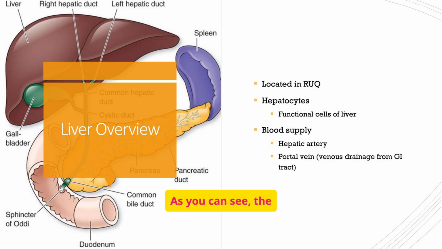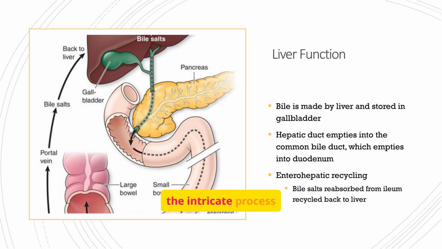As you can see, the liver is located in the right upper quadrant, RUQ, and is composed of hepatocytes, the functional cells of the liver. It receives blood supply from both the hepatic artery and the portal vein, which drains the GI tract. This diagram illustrates the intricate process of liver function.